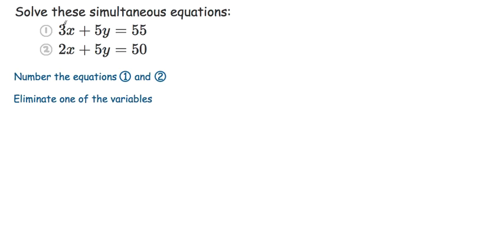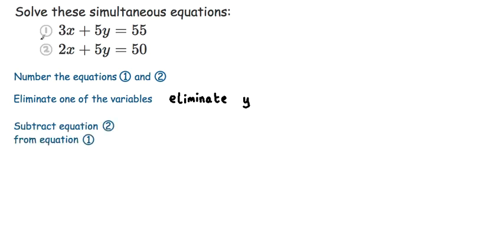Now looking at the numbers in front of our variables, you can see that before the x we have different numbers, 3 and 2, and before the y we have the same number, which makes y easiest to eliminate in this case, and we can get rid of y by subtracting one of these equations from the other one. And it doesn't matter which way we do it, but since we have a larger number before our x in equation 1 than in equation 2, to end up with a positive value of x left, I'm going to subtract equation 2 from equation 1.